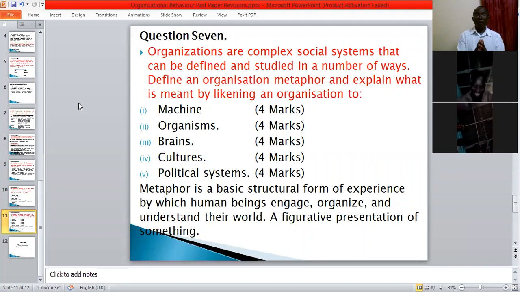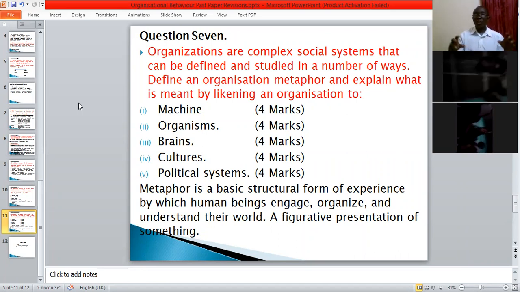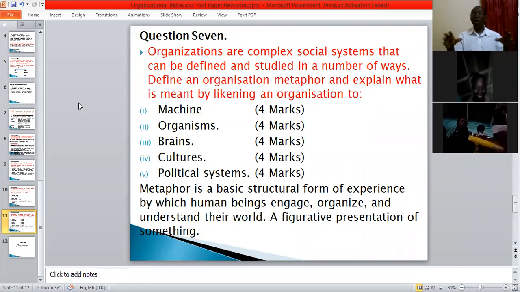Okay, so you refer to an organization as a machine. Why? A machine has various components which are connected together for it to operate. That is how you see a machine in an organization.